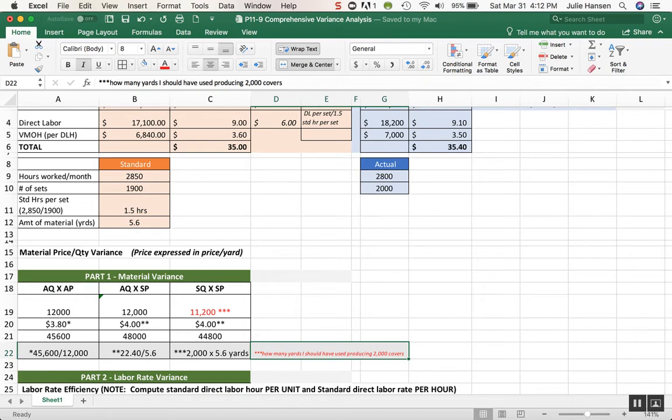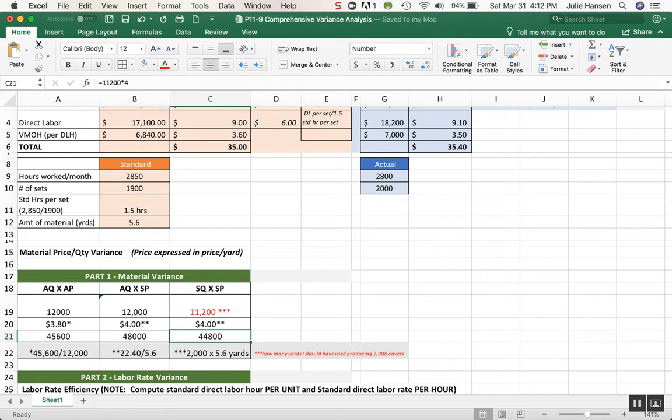So you can see that's where that calculation comes from. And that 5.6 yards of material is given to me. So all I have to do is take it and multiply, okay? And then this $4 that I calculated down here simply transfers over here. I take my 11,200 times the $4 to come up with this.